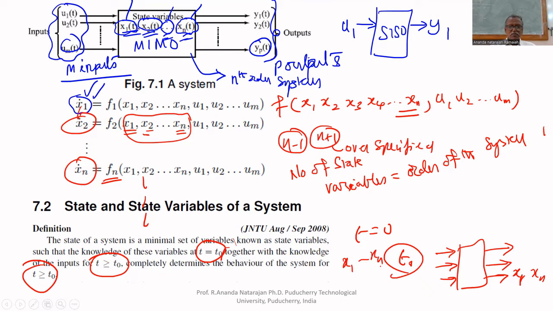The state of the system is a minimal set of variables known as state variables, such that the knowledge of these variables at t equal to t naught, together with the knowledge of the inputs for t greater than or equal to t naught, completely determines the behavior of the system for t greater than or equal to t naught. After t naught, it completely specifies the system.